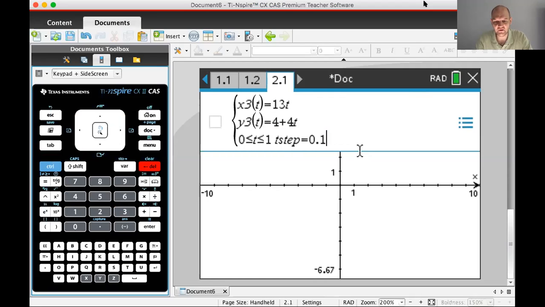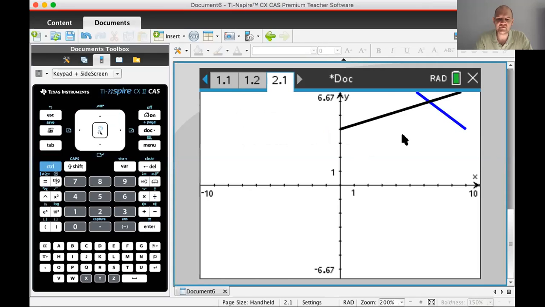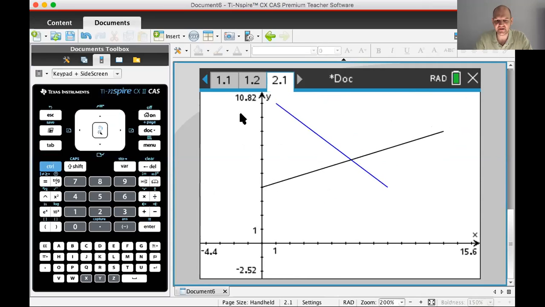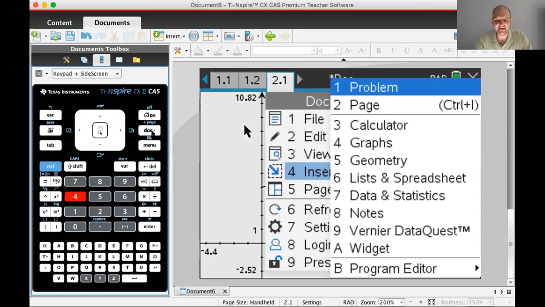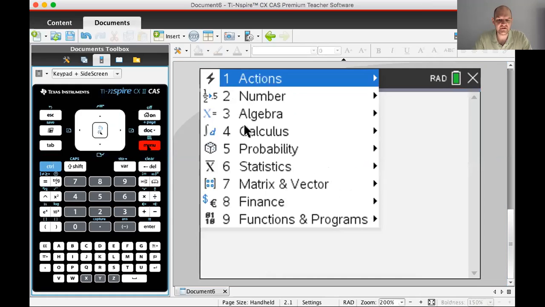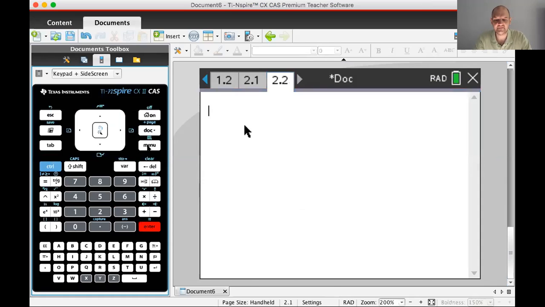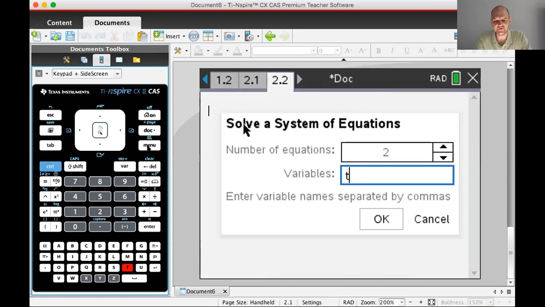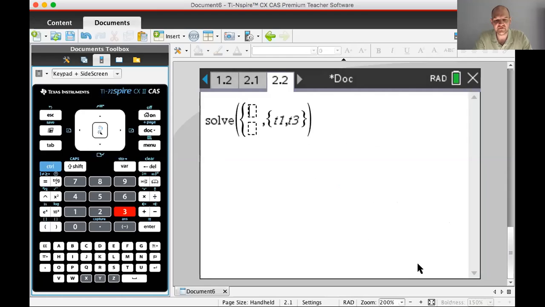They're interesting problems. I like them. All right, these definitely do, the paths do intersect. So now I'm going to add a calculator page, and I'm going to solve the system, menu 3.7, two equations, two unknowns, T1 and T3 for me. If on the handheld, if you just use normal X and Y, that's totally fine. Just keep track of what each variable means.